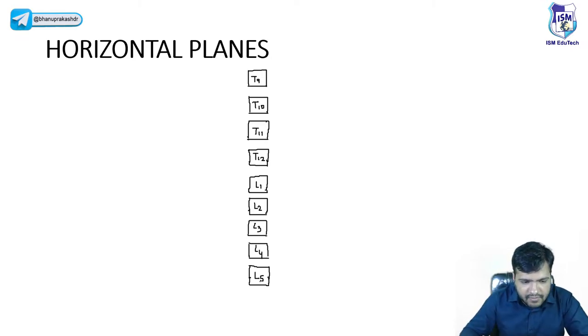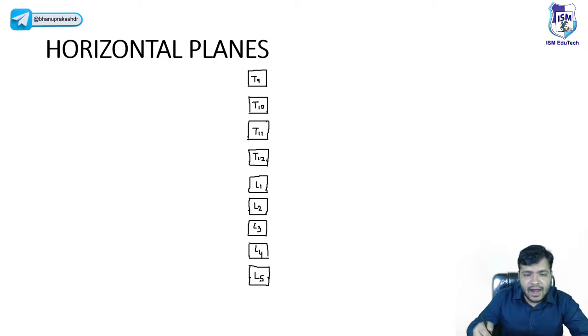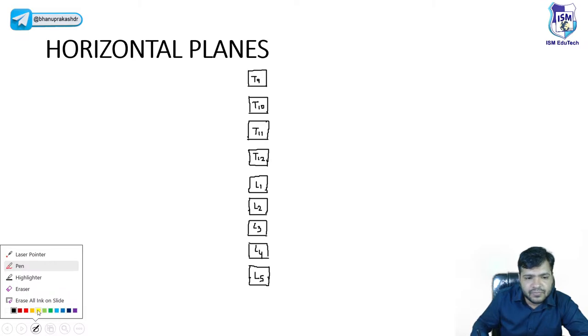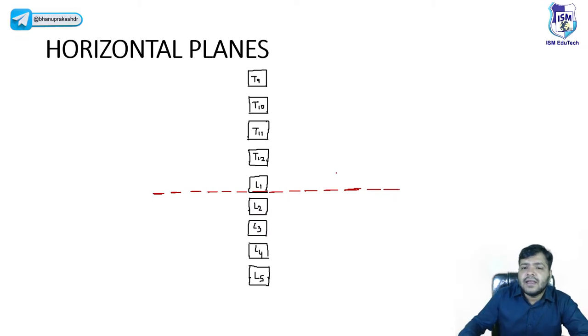Now I will try to draw all the horizontal planes, the planes going from right to left, not top to bottom. So you already know that at the lower border of the L1, and when I say lower border, you are well aware I'm talking about the inferior part, we have a plane running from right to left, a horizontal plane.